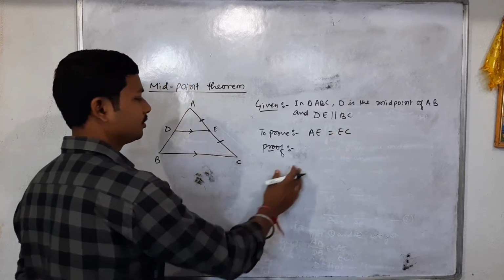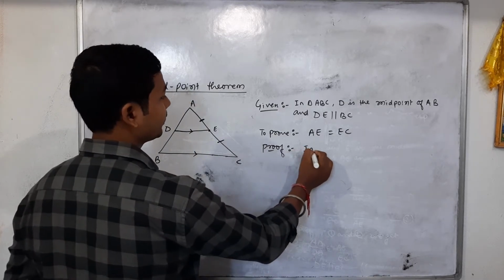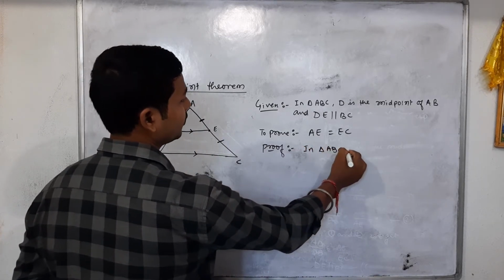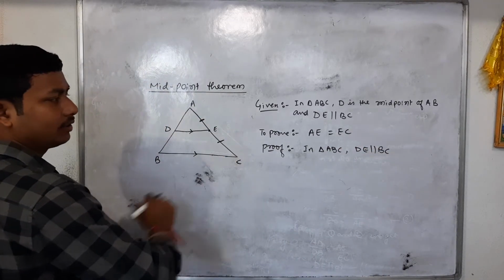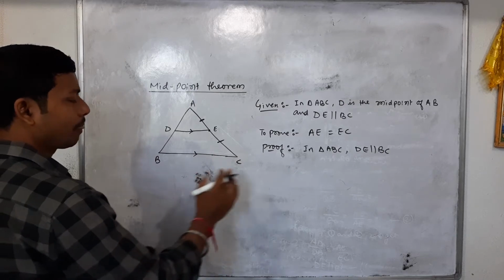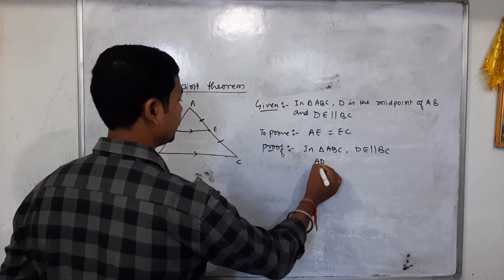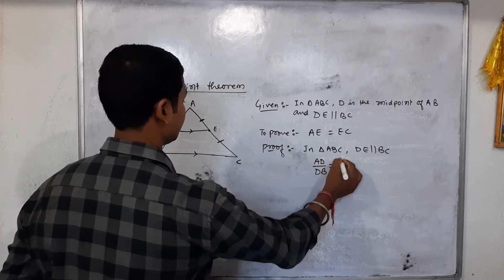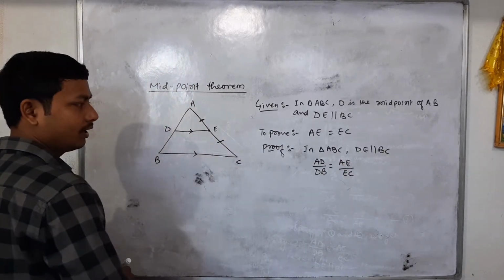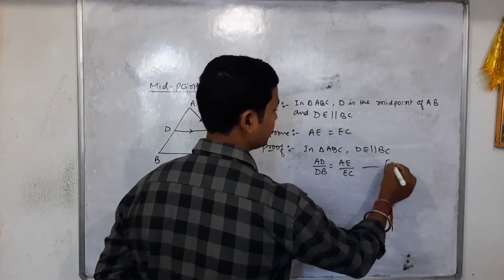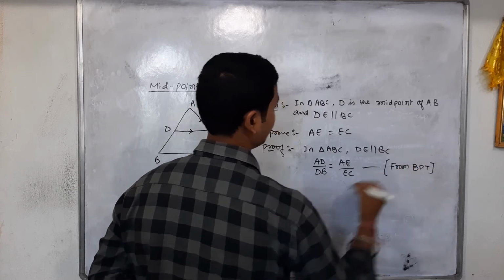So in the proof, what we can see is that in triangle ABC, DE is parallel to BC. So we can use the Thales theorem, that is the ratio of AD divided by DB is equal to AE divided by EC. Okay. It is from BPT.